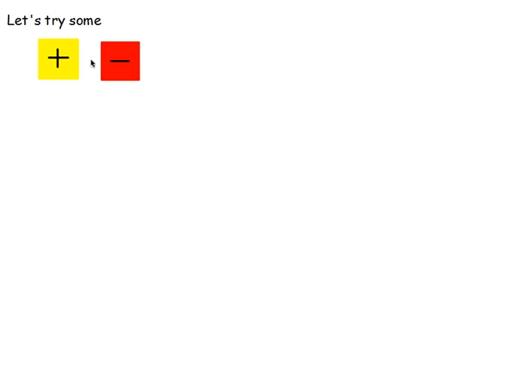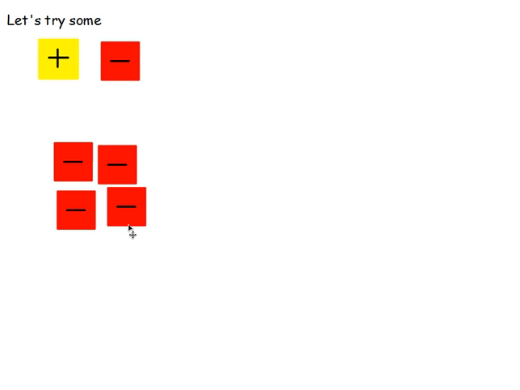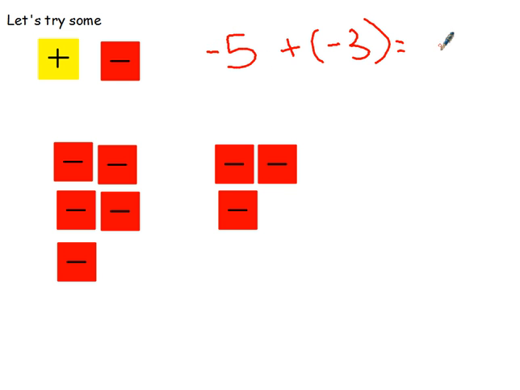Now, let's try another. Let's say I had 5 negatives there, and I had 3 negatives over here. So count how many you have on each side, add them together. So I have 5 negatives over here, so that's going to be a negative 5. I have 3 negatives over here, so that's a negative 3, and we already said that we add those together. Now, if I wanted to find the solution to this, these are same signs, so we add together and keep the sign. So 5 plus 3 is 8, and we keep it negative.